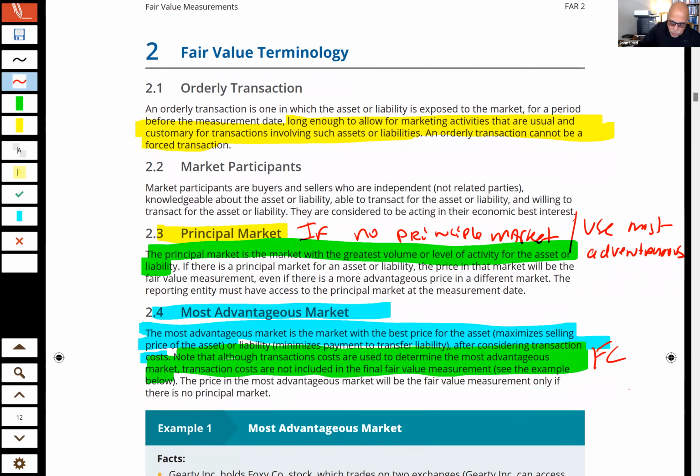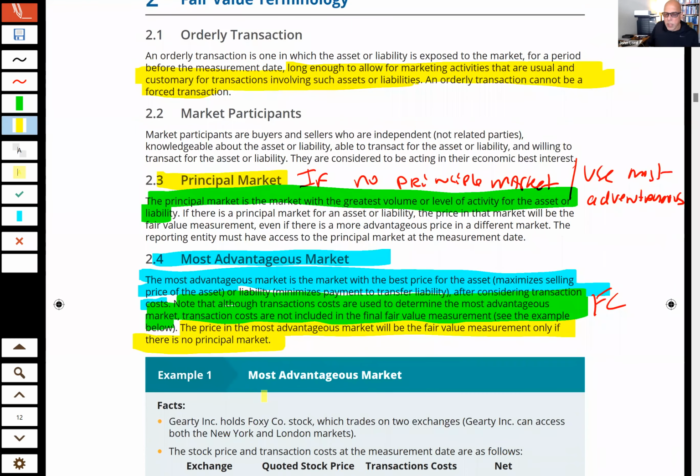And again, we only use the most advantageous market if there is no principal market. Okay, so what are the rules here? What are we going to apply? We're trying to determine fair value. We want to see what the market is for something. Orderly transaction. We'll look to see what is the most activity.